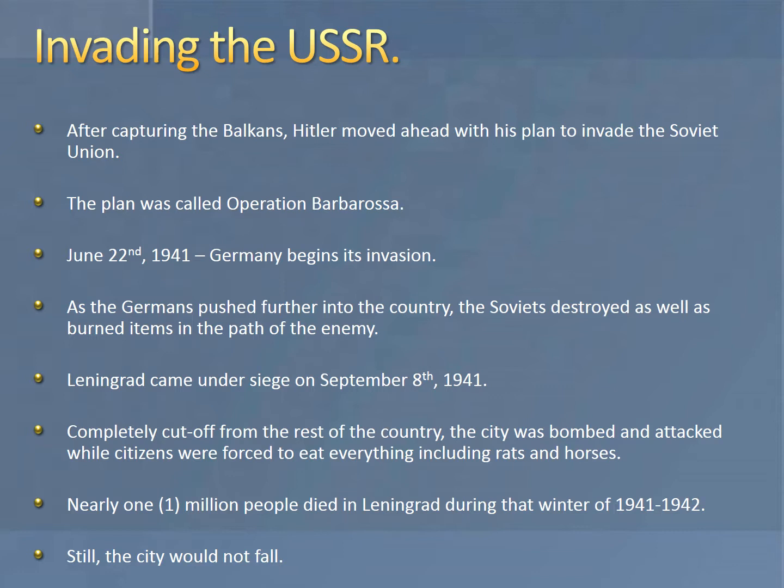The city of Leningrad came under siege on September 8th, 1941. Completely cut off from the rest of the country, the city was bombed and attacked, while citizens were forced to eat everything, including rats and horses. These people in the city are surrounded and cut off from the rest of their country. They're running low on supplies, so they had to eat a lot of pretty nasty stuff. Nearly 1 million people are going to die in Leningrad during that winter of 1941 to 1942. But again, the city still held strong, and the Germans were unable to take it right away.